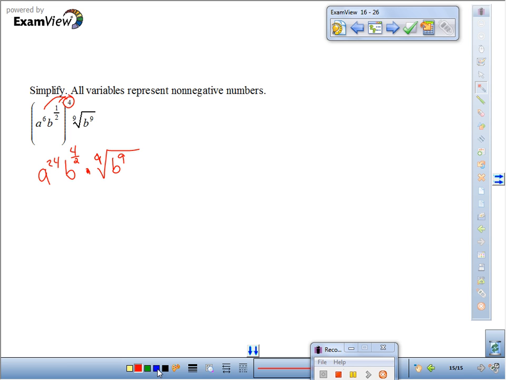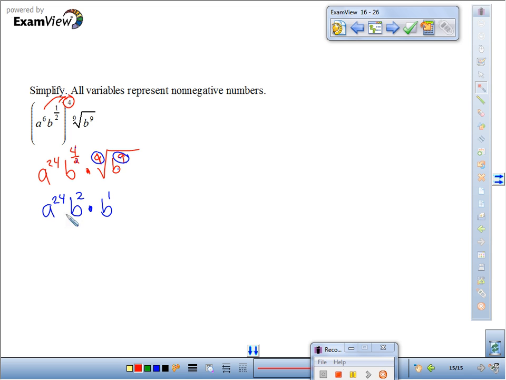Let me simplify it again. 8/24 we can't simplify anymore, so I just write a to the 24th. 4 divided by 2 on the exponent here, what is that? 2, so that's b to the 2nd. Times. Now I'm going to simplify this one. How do we simplify this one if it has a variable? Notice the exponents. All I have to do is divide this by the index outside. So what is 9 divided by 9? 1. So this is b to the 1st.